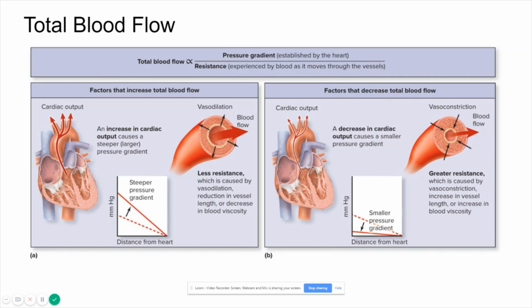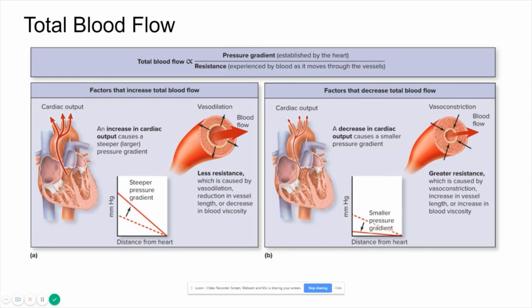So this pictograph is just showing you the same thing. The amount of blood that flows through the cardiovascular system is proportional to the pressure gradient, which is the pressure from the beating of the ventricles, divided by the resistance, which is determined by the diameter of the lumen, also by the viscosity of the blood, and the length of blood vessels.